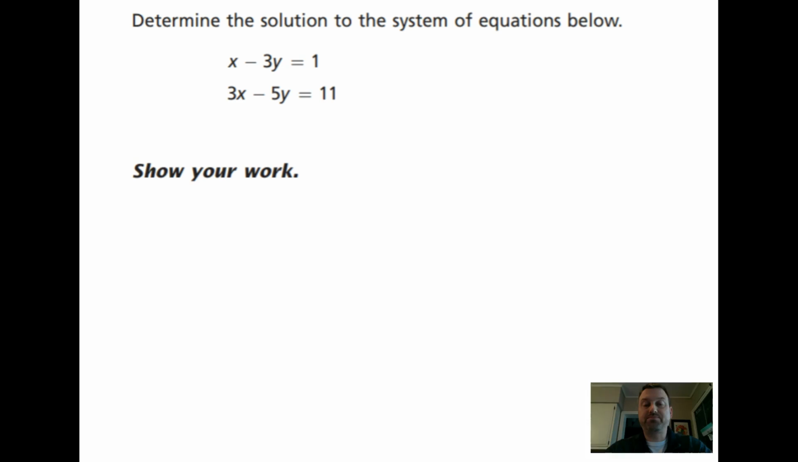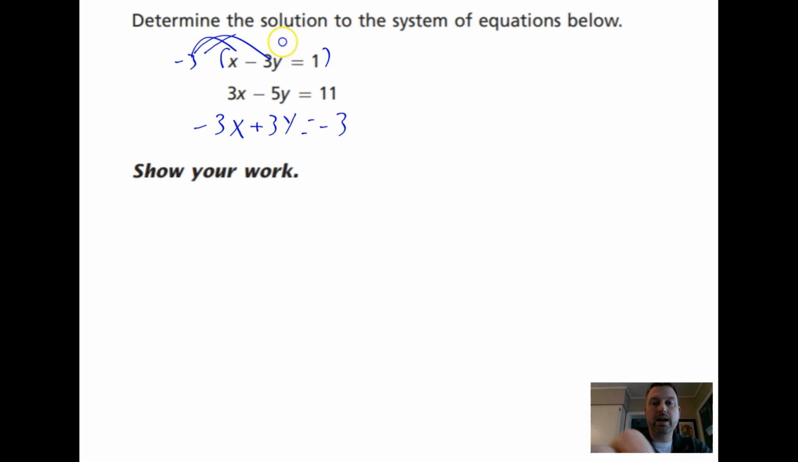Getting rid of the x's, what would cancel out a positive 3x? Hopefully you're like, oh, a negative 3x, which is true. So you could multiply the top by negative 3, and that would give you a new equation of negative 3x plus 3y equals negative 3. Again, you distribute negative 3 to everything on both sides of the equation. Now you're going to combine these. When I say combine, I mean add. So you're adding those two equations together.